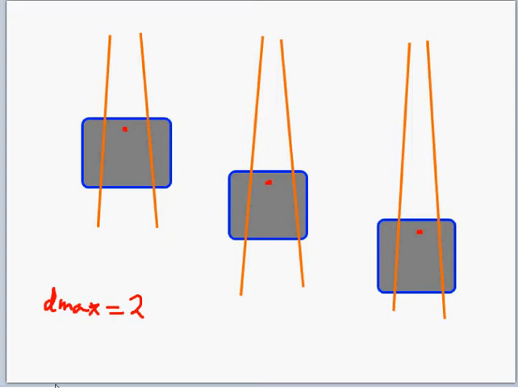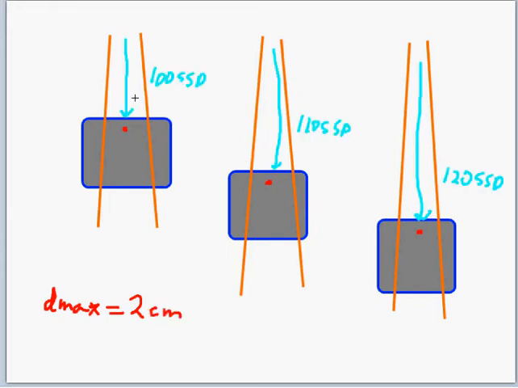It's a photon beam, and the Dmax is 2 cm. And let's say that these phantoms are at 100 SSD, 110 SSD, and 120 SSD. The only thing we're going to ask is what is the relative dose at these three points, at these three distances, at Dmax. So that's our question.